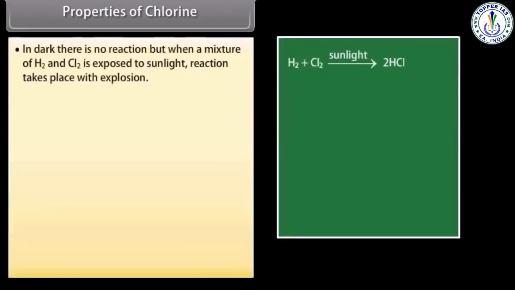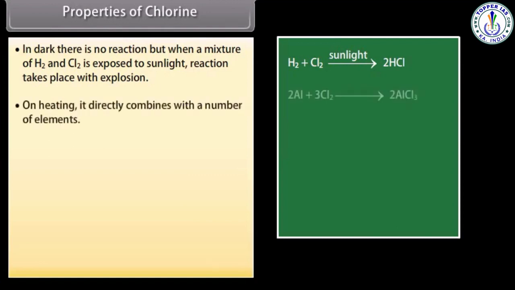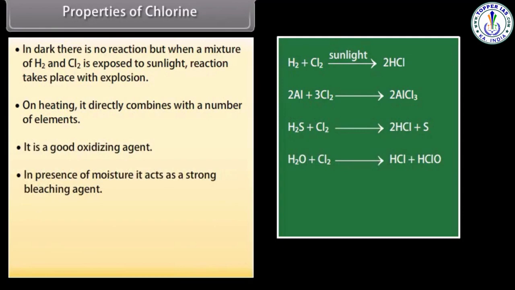In dark, there is no reaction, but when a mixture of H2 and Cl2 is exposed to sunlight, reaction takes place with explosion. On heating, it directly combines with a number of elements. It is a good oxidizing agent. In presence of moisture, it acts as a strong bleaching agent.